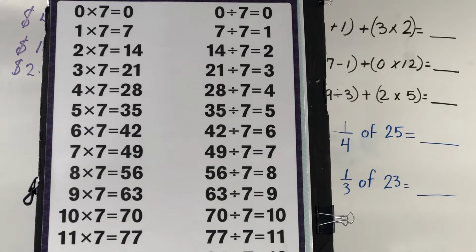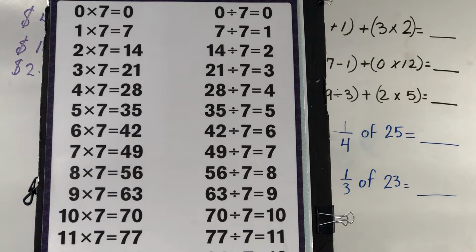Okay, the way we do this in our class is to clap twice between each. So it sounds like this. I'll do it first, you repeat. 0 times 7 equals 0. 1 times 7 equals 7. 2 times 7 equals 14. You got it? Now you say with me.